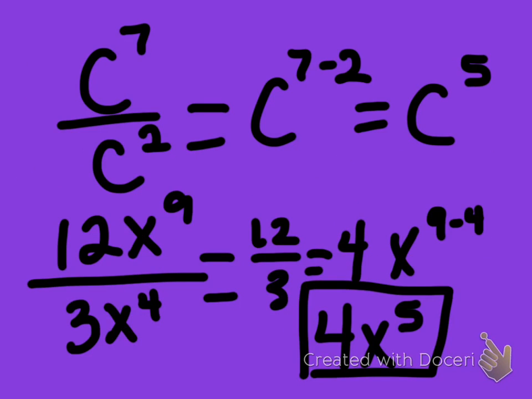Now another example would be c to the seventh power divided by c to the second power, which equals c to the 7 minus 2, or c to the fifth power. Now as a last example, this is a little more difficult. 12x to the ninth power divided by 3x to the fourth power, we would first divide the numbers, which is 12 divided by 3, and get 4, and then we would find the common base, which is x, and subtract the exponents, 9 minus 4. So we would end up with a final answer of 4x to the fifth power.